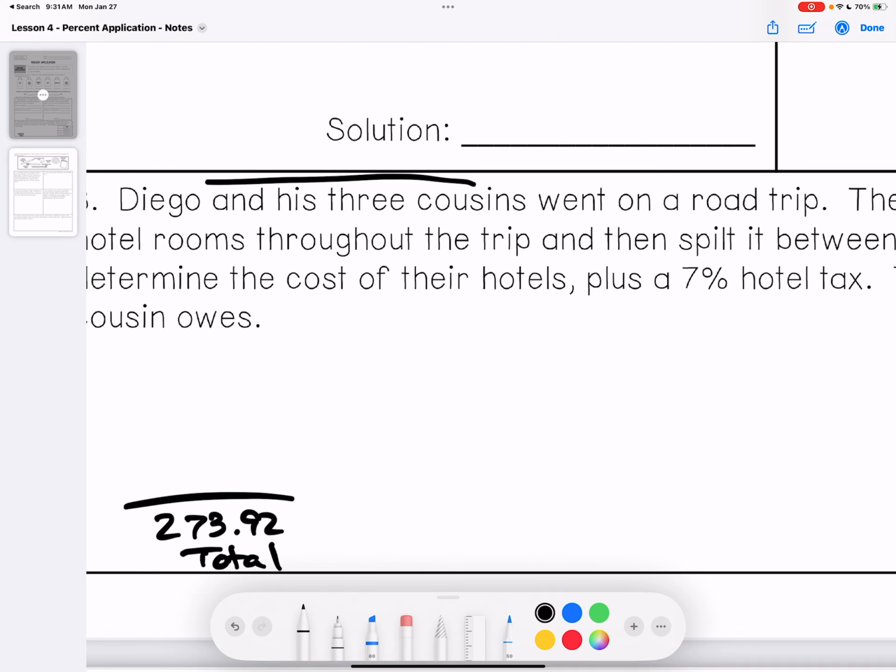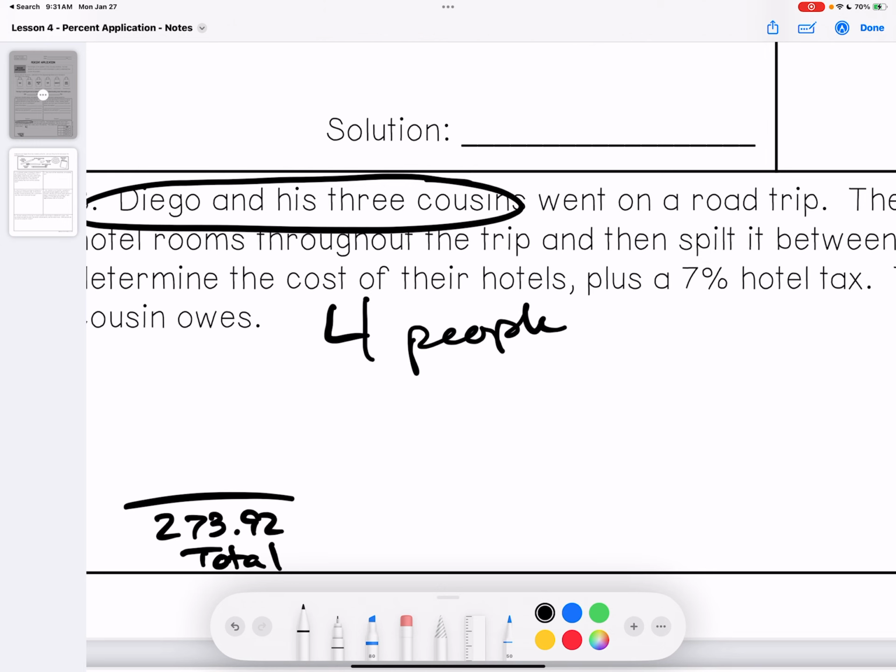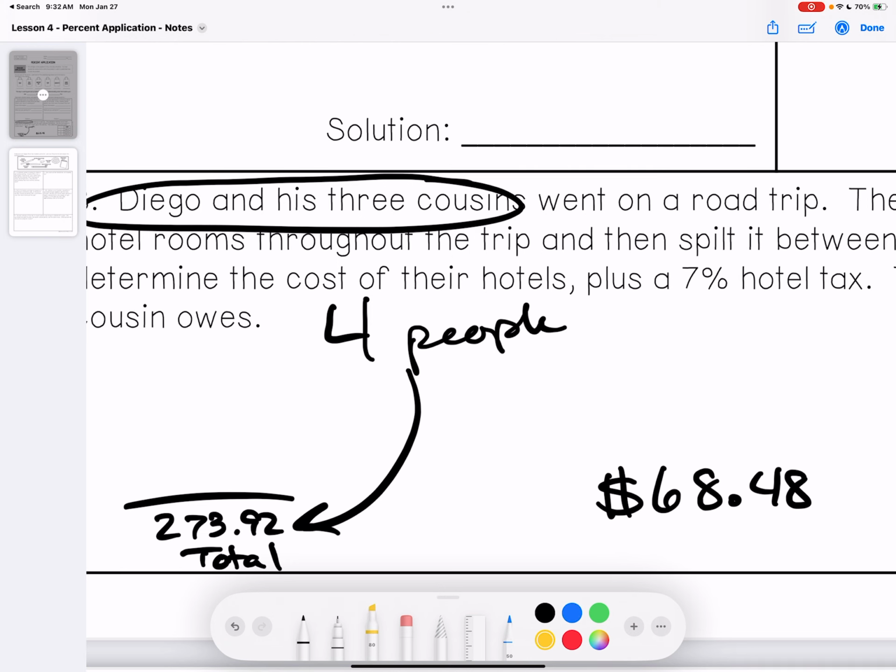Now, it's Diego and his 3 cousins. So how many people are there? There are 4 people. So it is 273 divided by 4. And the total cost per person is going to be $68.48.